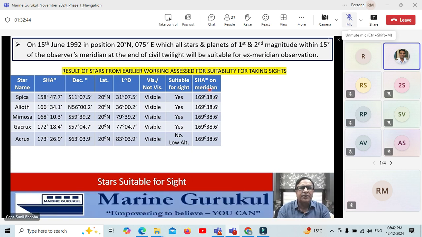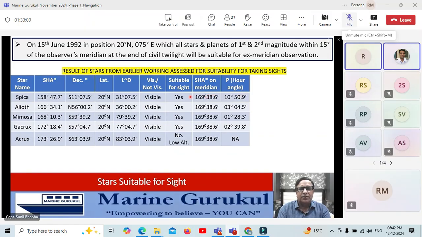So SHA of the imaginary star on meridian would be so much. SHA of the respective star is as tabulated here. The difference between these two for respective star shall give us the R angle P. So this R angle P for Spica is the difference between 169 degrees 38.6 minutes and 158 degrees 47.7 minutes. Likewise, we have got the R angle for all the stars.